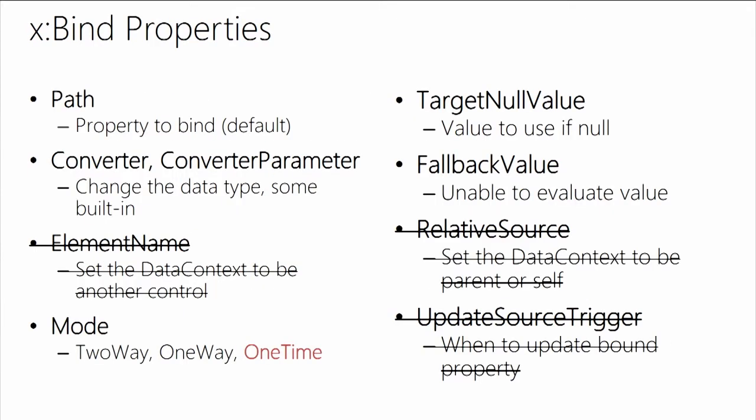Okay. So let's take a look at the properties. So this is a pretty similar list to what we had with classic binding. But what we can see is a number of the options on here are struck through. So Path is the same as it was.